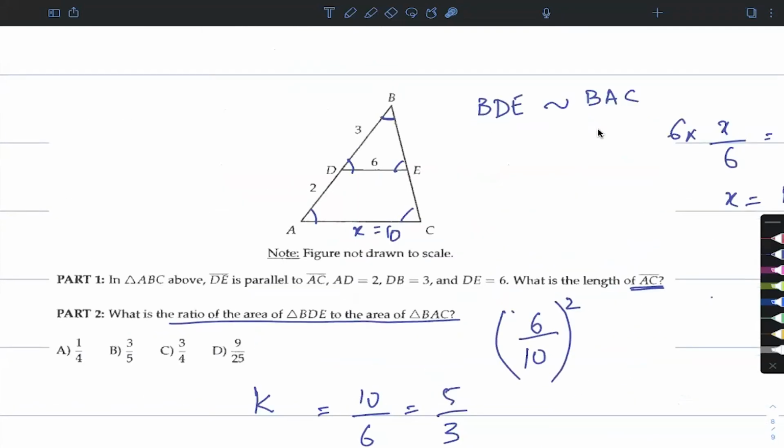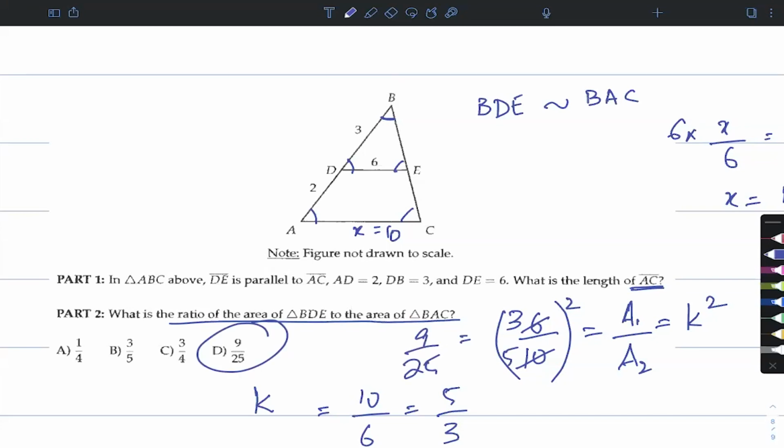Here they asked us what is the ratio of the area of BDE to the area of BAC. They did not ask us about the value of the area. They asked us about the ratio of area. And for that, I know that the ratio of area is basically K squared. K is 6 over 10, squared. I'll simplify this. 2 3s are 6, 2 5s are 10. So it comes out to be 9 over 25. All right, so I think I made a bit of sense of that.